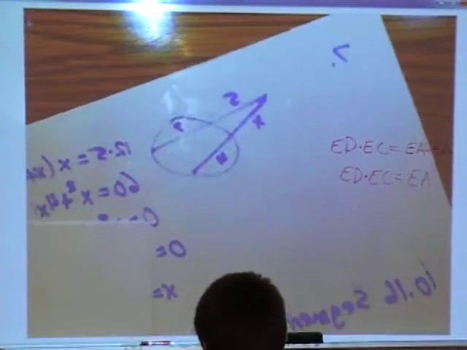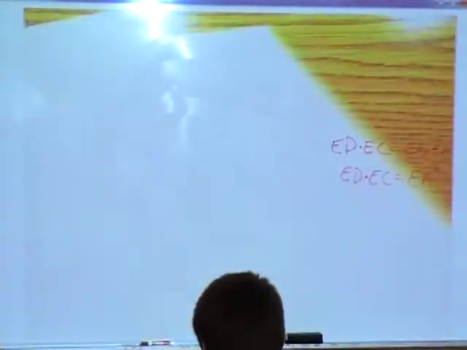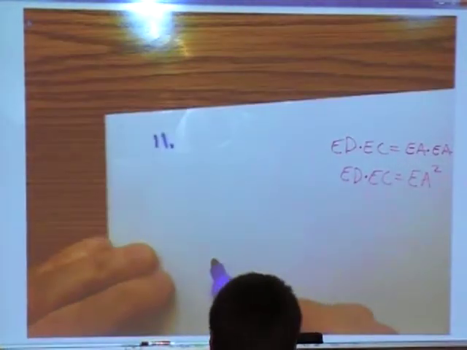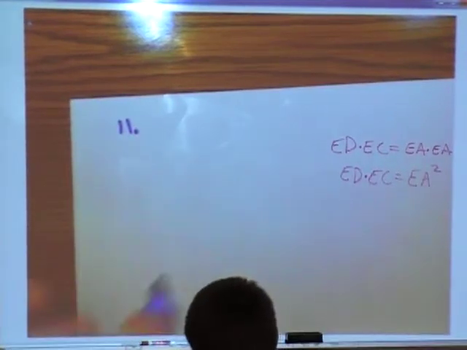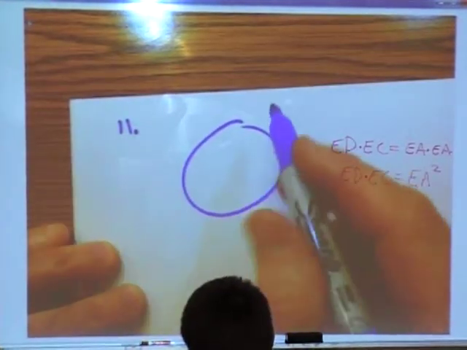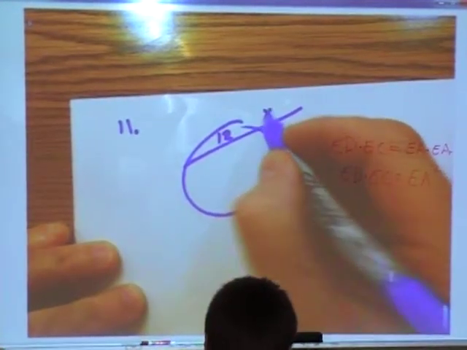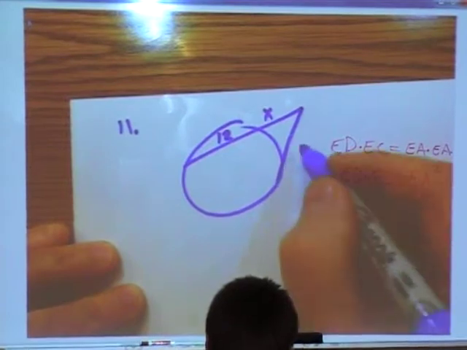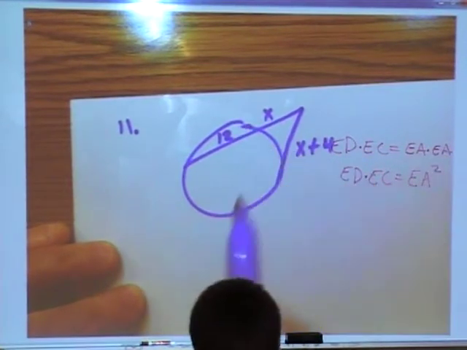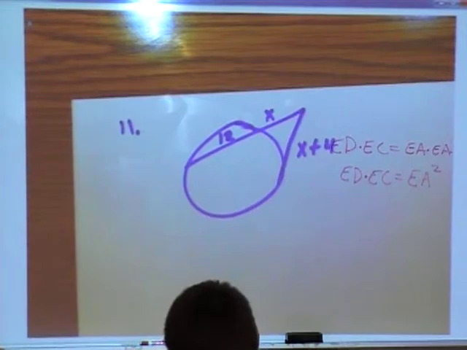Is that all right? Everybody ready to do a problem? Circle, got a secant, this is 12, this is x, and here's the tangent, x plus 4. Go ahead and try to work that out. Let's see if you get the right answer.